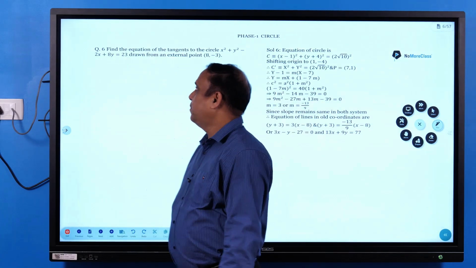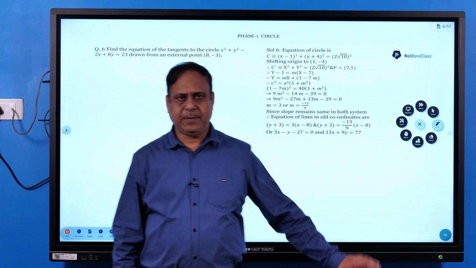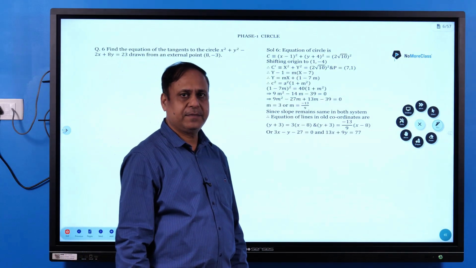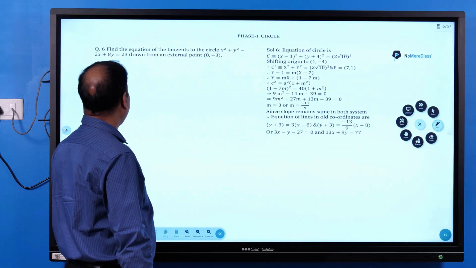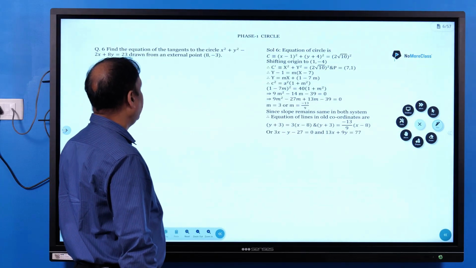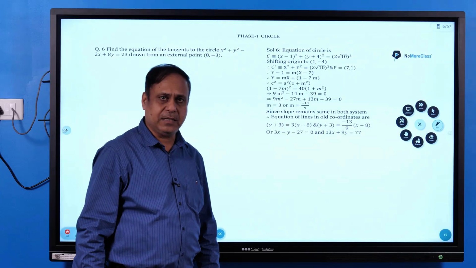So now come to question number 6. Exercise 1, circle chapter from Phase 1, Mathematics. Find the equation of the tangent to the circle drawn from an external point (8, -3). Very good. They have made it very clear: external point.